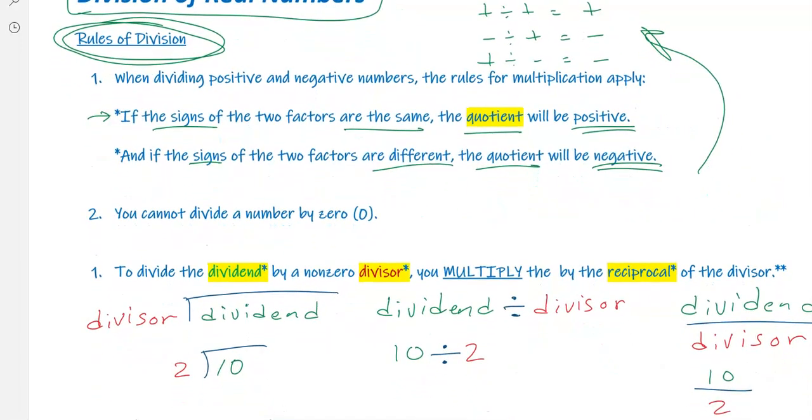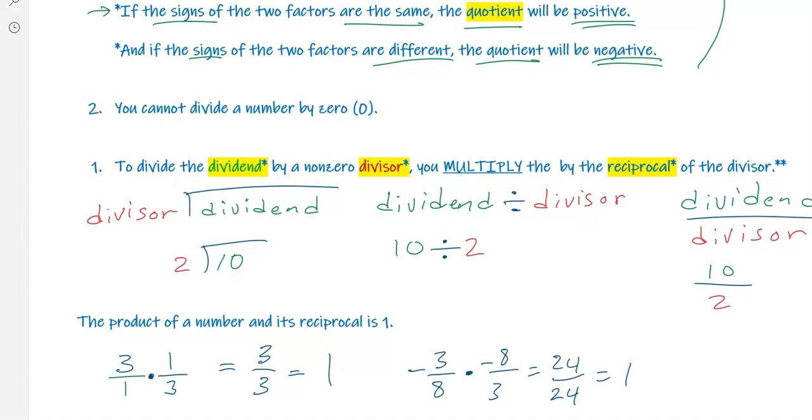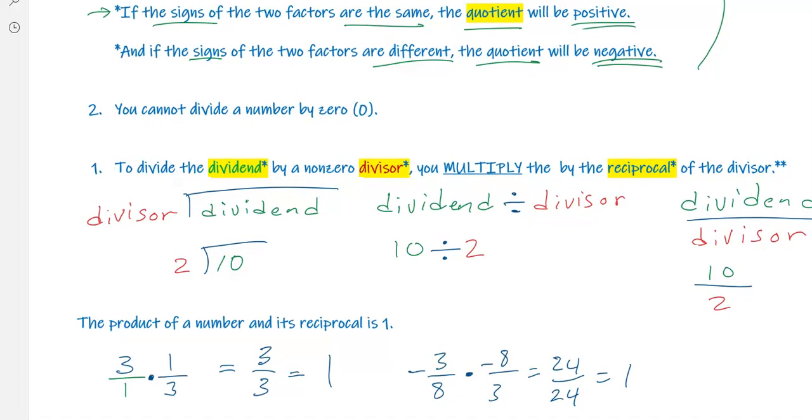So, now let's talk about another rule when it comes to dividing. To divide the dividend by a non-zero divisor, because you can't divide by 0, you multiply by the reciprocal. Now, dividends and divisors, what is that? Well, right here, this diagram shows you, and write these down. The dividend, when you divide, that goes inside. So it's the dividend divided by the divisor. So 10 divided by 2. How many times does 2 go into 10?